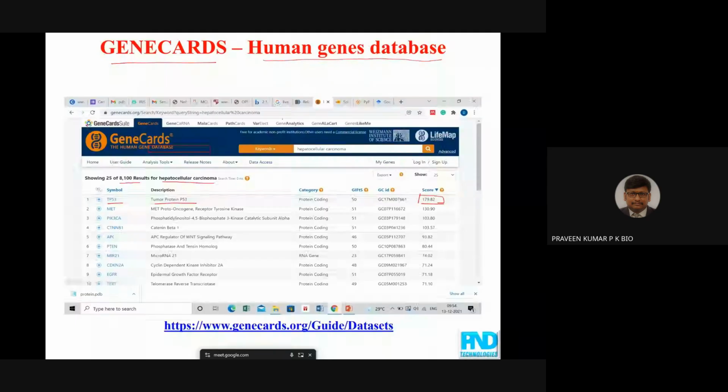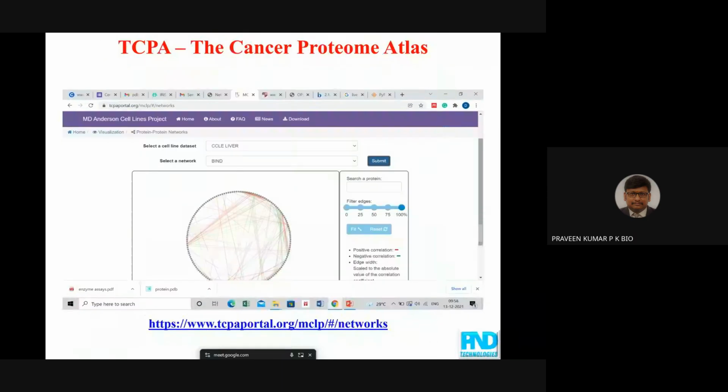Of course, even in this database, one can get fully annotated information on a particular gene. If you just expand it, you can get more information on that particular gene. So you can search the disease, you can search a particular gene, and you can get much more information related to protein interaction, etc. Of course, I suggest you go with GeneCards if you work on any diseases. The Cancer Proteome Atlas, the TCPA portal.